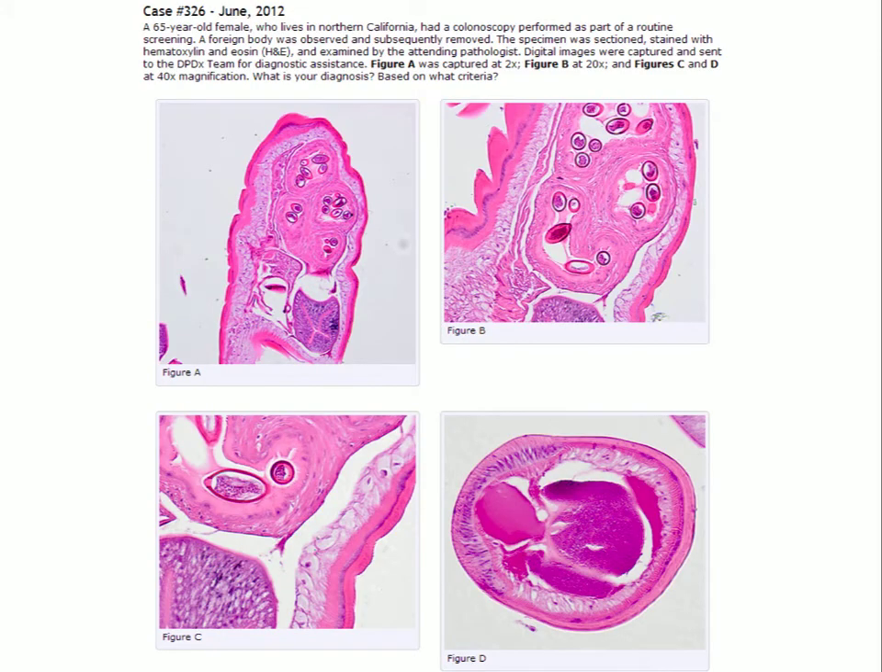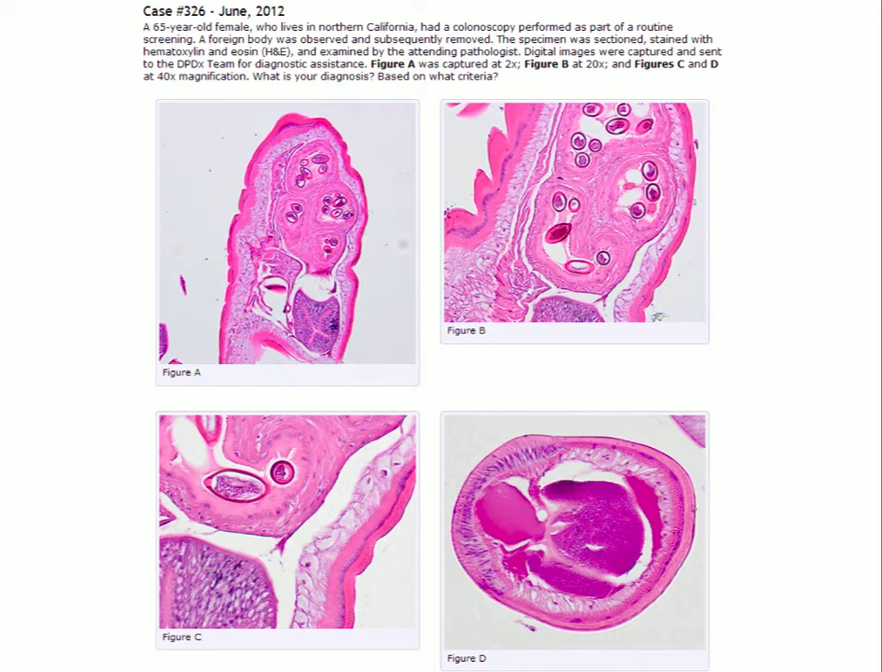Let's talk about the next one. A 65-year-old female living in Northern California had a colonoscopy as part of just routine screening. There weren't any wild symptoms. And what they found was a foreign body. They took it out, and just like the other ones, they did cross sections of it and they stained it. And this is what they saw.